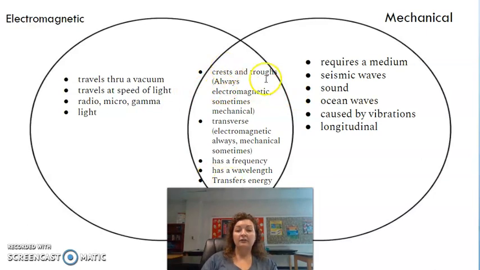Now, in the middle, this is what they both share in common, right? So crests and troughs, they are always electromagnetic. However, there are some mechanical waves, for example, ocean waves, that can have a crest and trough as well. Okay, so I put that in parentheses so you guys would know that. Okay, so the transverse, it's going to be always electromagnetic. However, there are certain mechanical waves that will be a transverse wave as well. They all have a frequency, they all have a wavelength, and they all transfer energy, right? So these things are pretty much any wave put together, what they share in common.